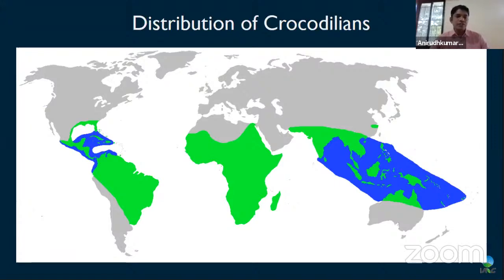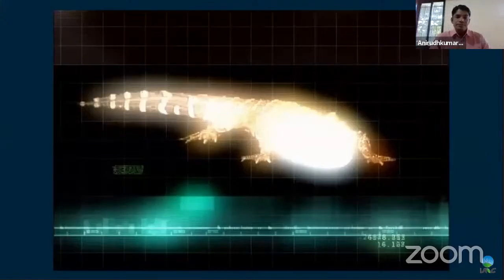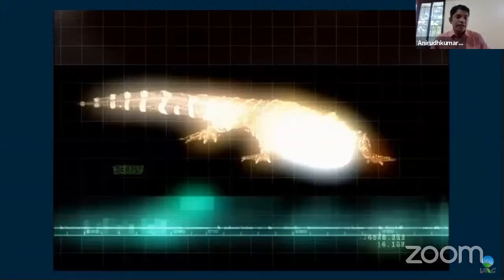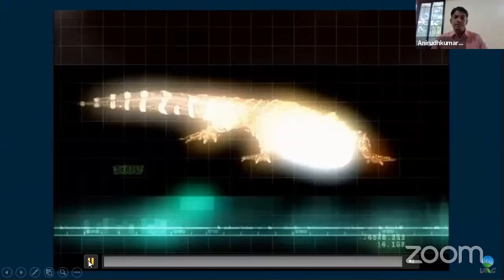The green one shows the crocodiles which are surviving on land, and the blue color is for the saltwater crocodile. Some of these alligators and caimans also survive in the South America and USA corridor, that's Mexico and that region. I'll show you a small video just to give you a glimpse of how many crocodiles survive currently. Just a second, hold on.